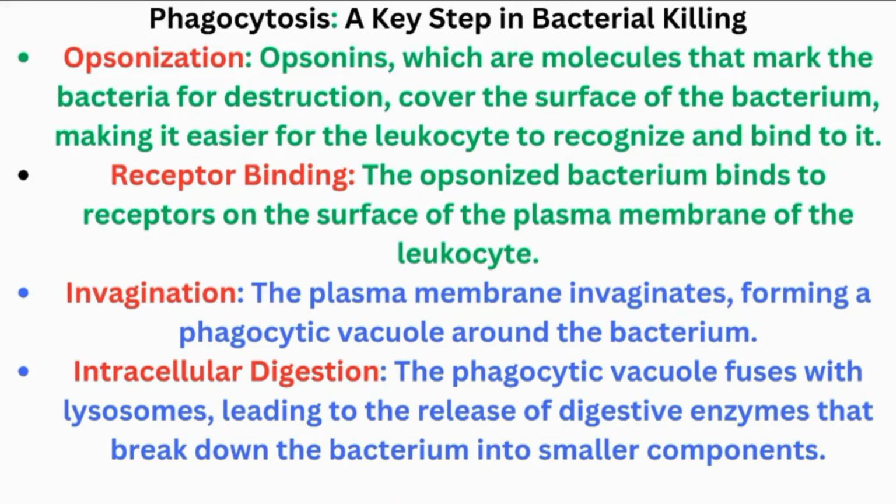Invagination. The plasma membrane invaginates, forming a phagocytic vacuole around the bacterium. Intracellular digestion. The phagocytic vacuole fuses with the lysosomes, leading to the release of digestive enzymes that break down the bacterium into smaller components. So yes, the key step in bacterial killing is phagocytosis.